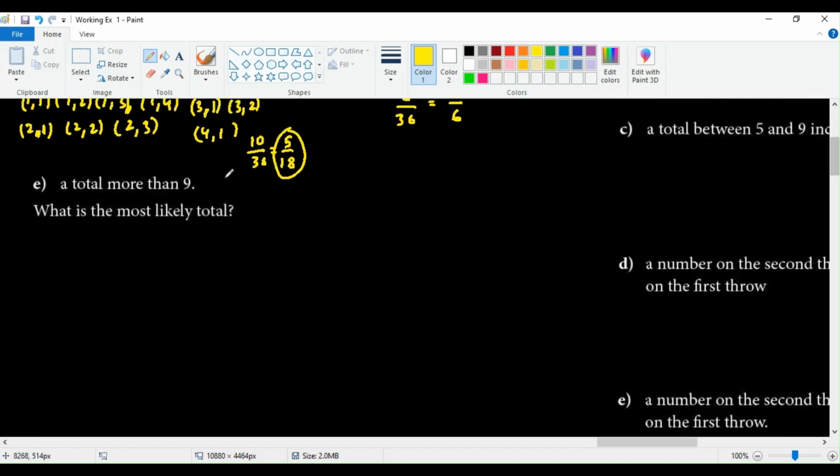A total more than 9. For a total more than 9, it's going to be 6 possibilities. First possibility is 4 and 6. Second possibility is 5 and 5 to give us a 10. Then comes third possibility, 6 and 4. Then comes fourth possibility, 5 and 6. Then comes 6 and 5. Then comes 6 and 6. So altogether 6 possibilities out of 36. That means once simplified, it gives us 1 over 6.